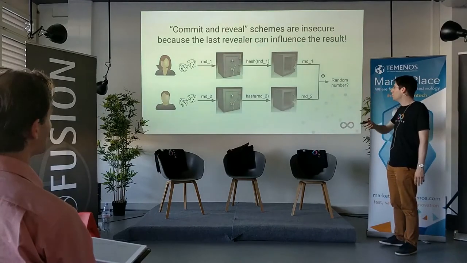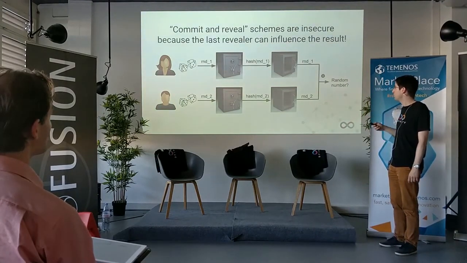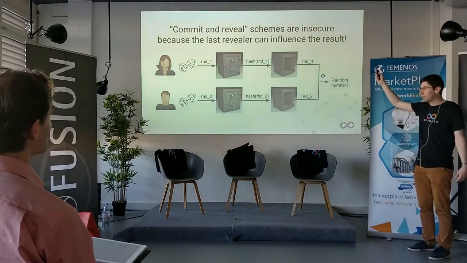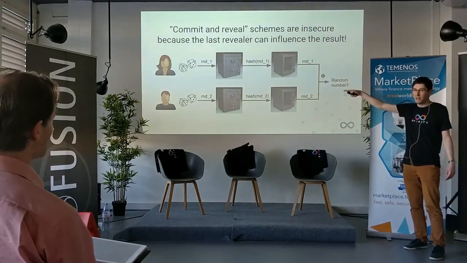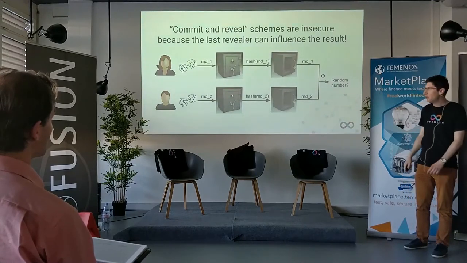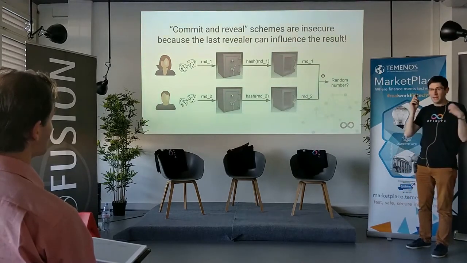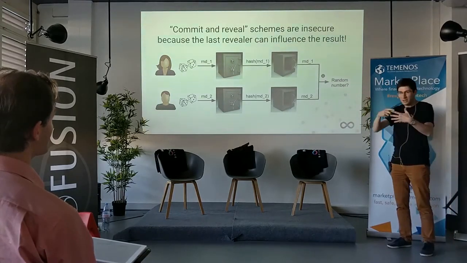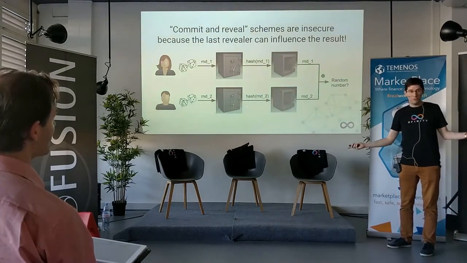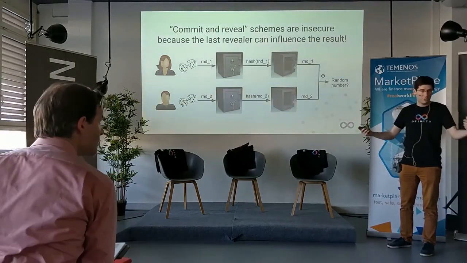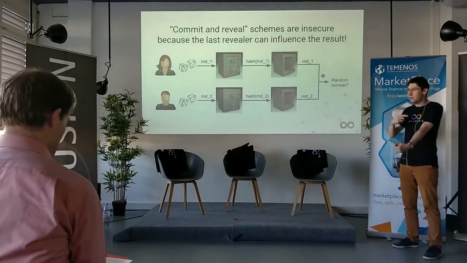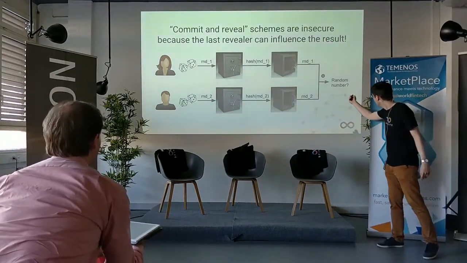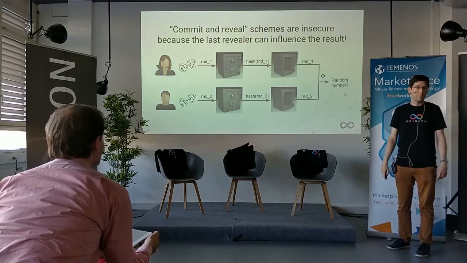One of the existing solutions to this problem is commit and reveal schemes, which basically means we have a number of persons, here just Alice and Bob, but we can have 100 people there. They can commit to some secret value. They can lock the value in a safe, and everyone does that, and afterwards, everyone has to unlock his safe and take out his value, and then all the values are aggregated with some mathematical function, and this should give you a random number.